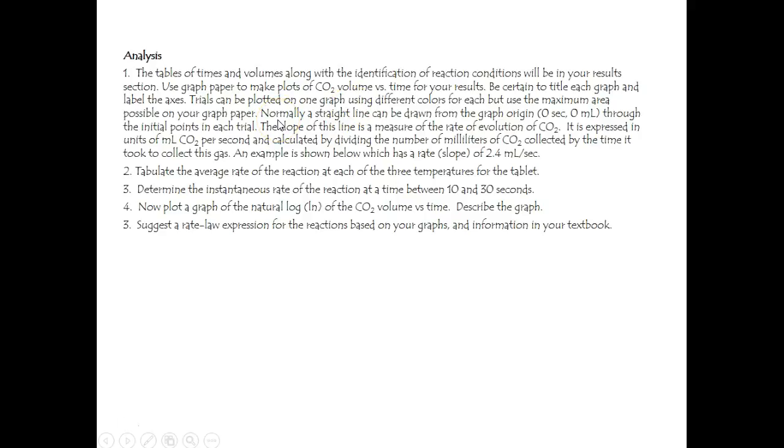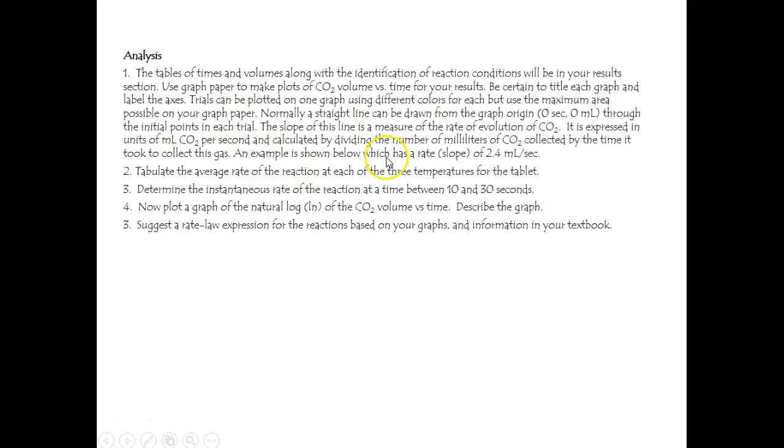on your graph paper. Normally a straight line can be drawn from the graph origin through the initial points in each trial. So they're giving you a little hint there. The slope of this line is a measure of the rate of evolution of carbon dioxide. It gives you a reaction rate. It's expressed in units of milliliters of carbon dioxide per second and calculated by dividing the number of milliliters of carbon dioxide collected by the time it took to collect the gas. You should chat about this stuff with your lab partners to make sure you're comfortable with your results.